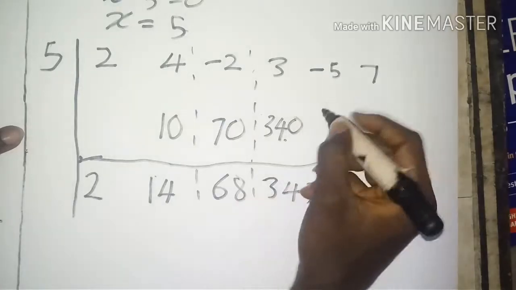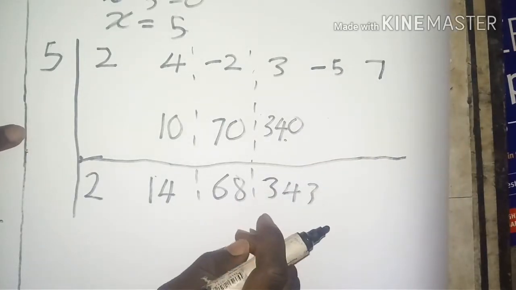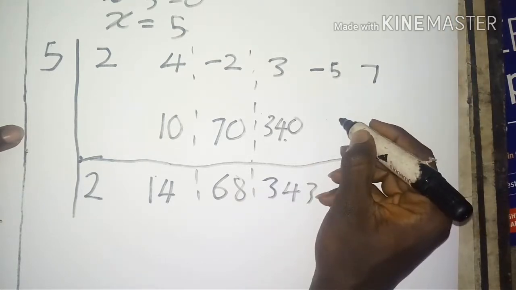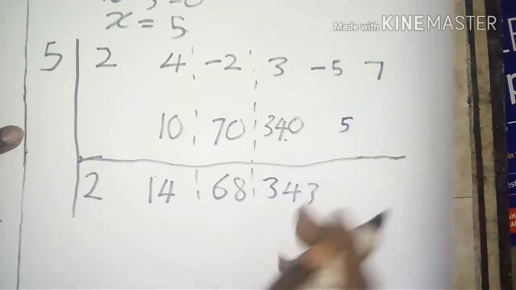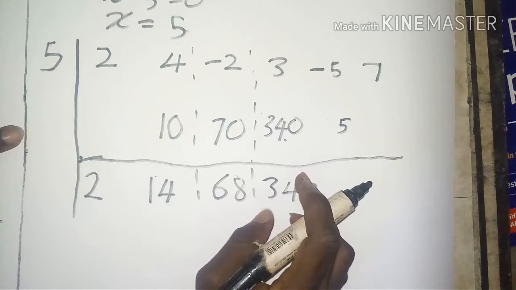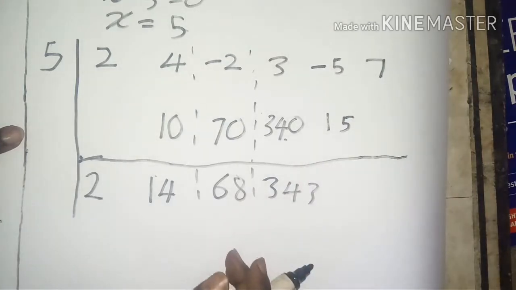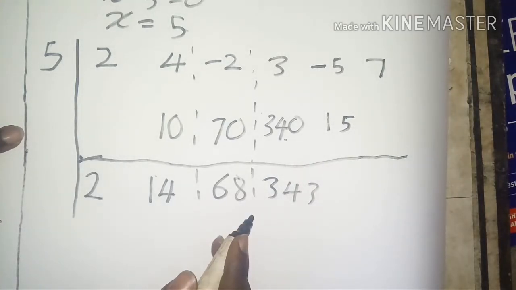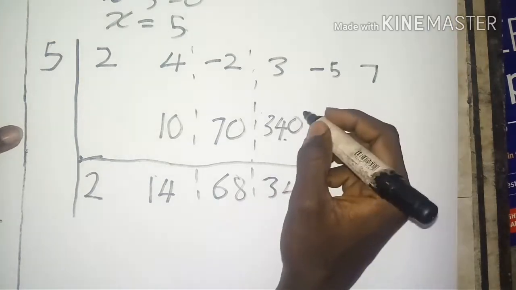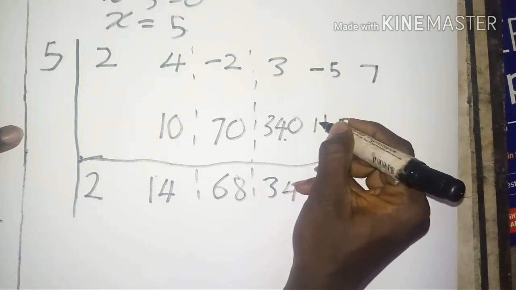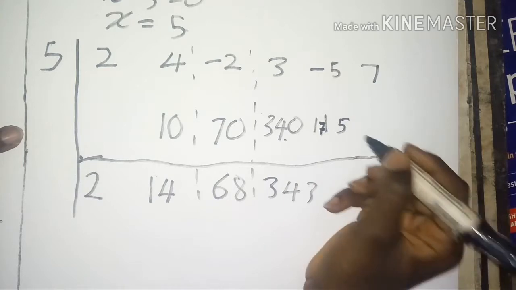Yeah, 343 here, multiplied by 5. 5 times 3, 15. 5, 1. 5 times 4, 20, 21. 1. 5 times 3, 15, 17. 1751. 1715.